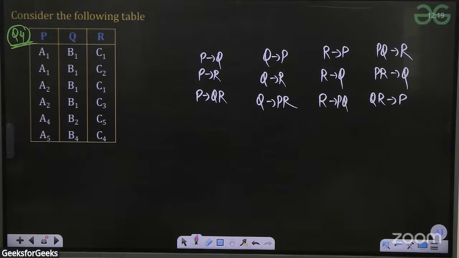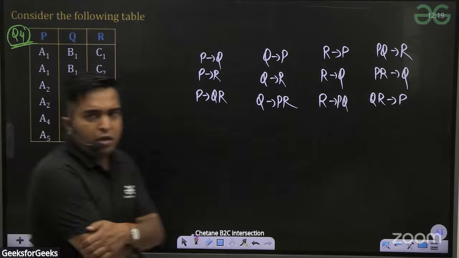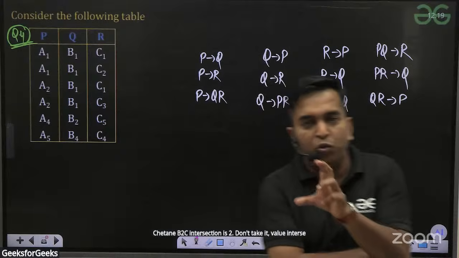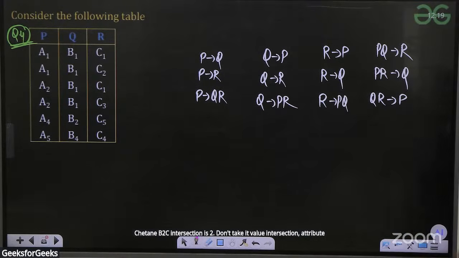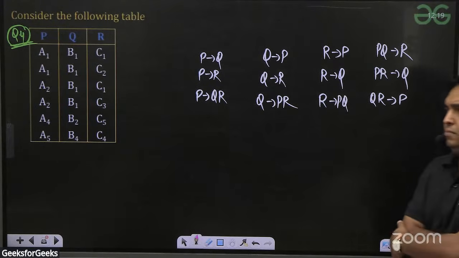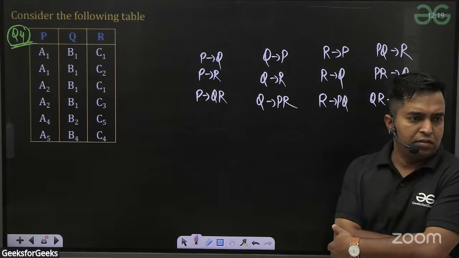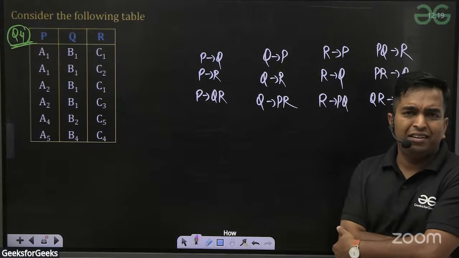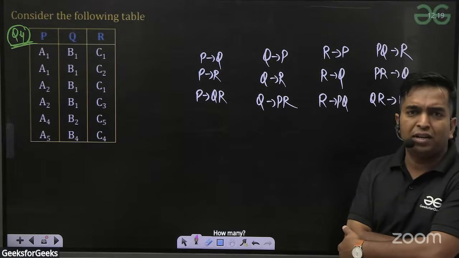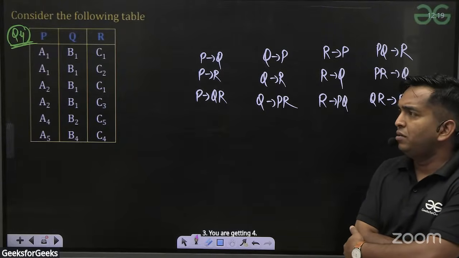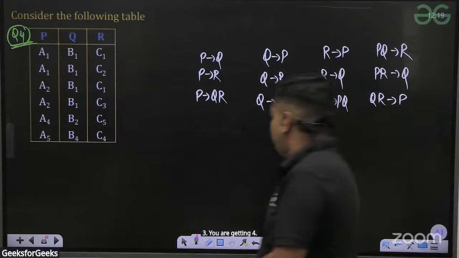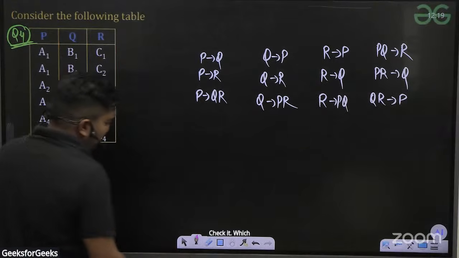Chaitanya, B2C intersection is 2. Don't take the value intersection, take the attribute. How many? 3. You are getting 4. Check it. Which one is valid?